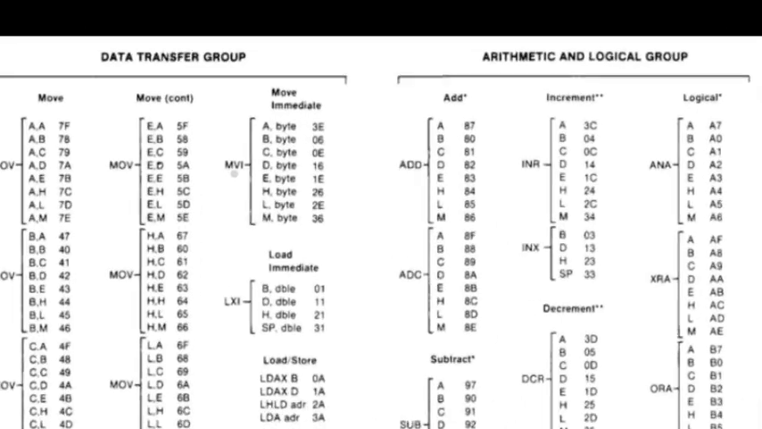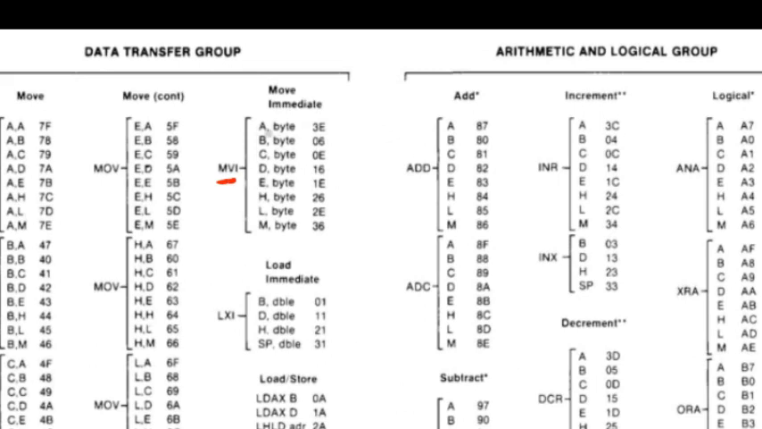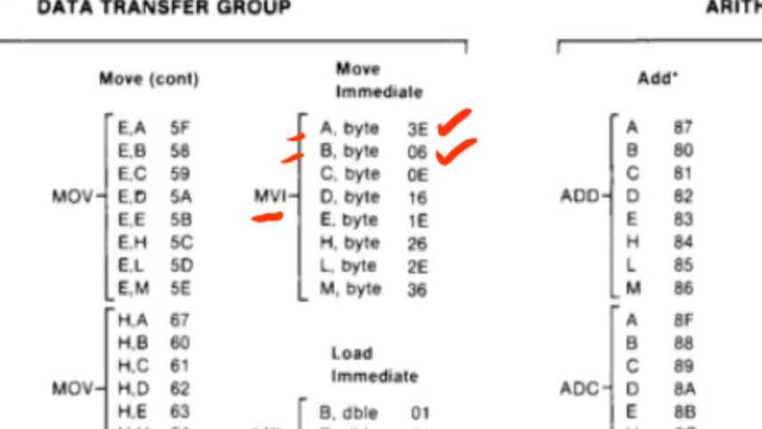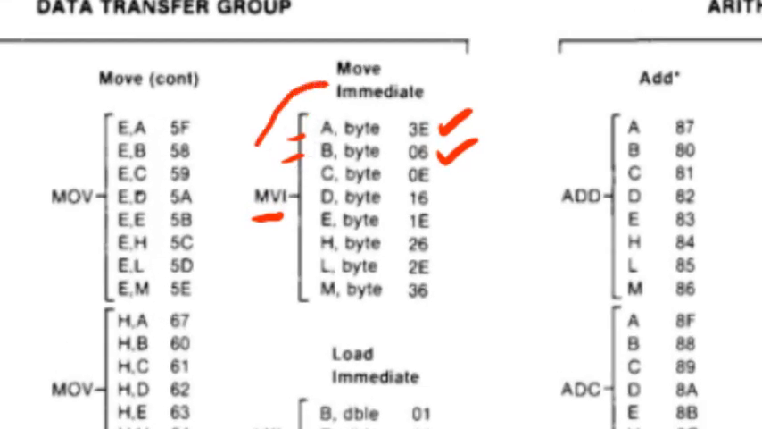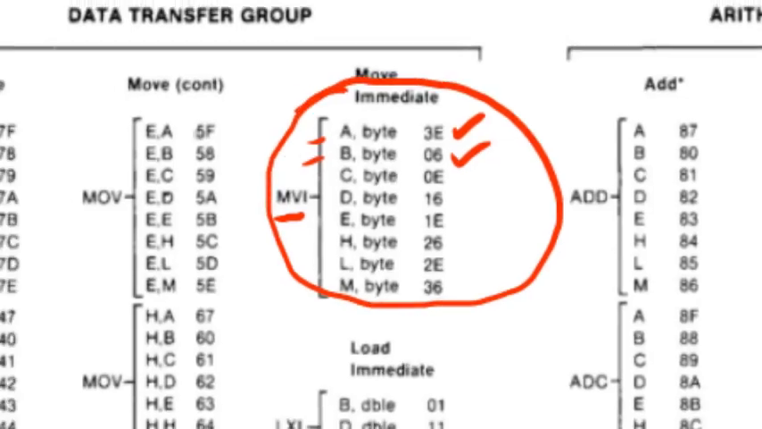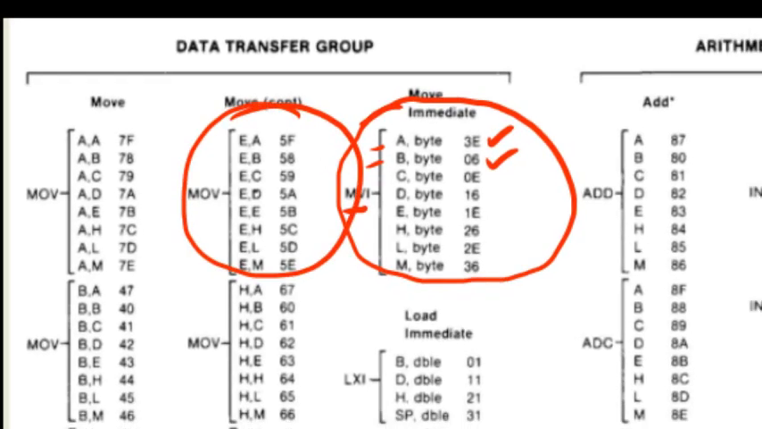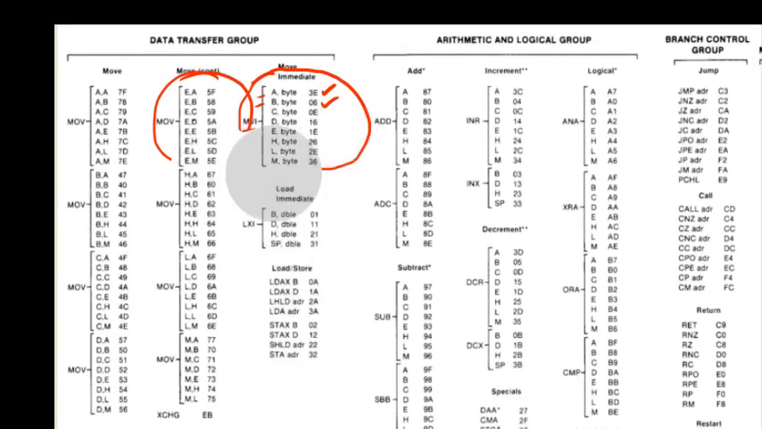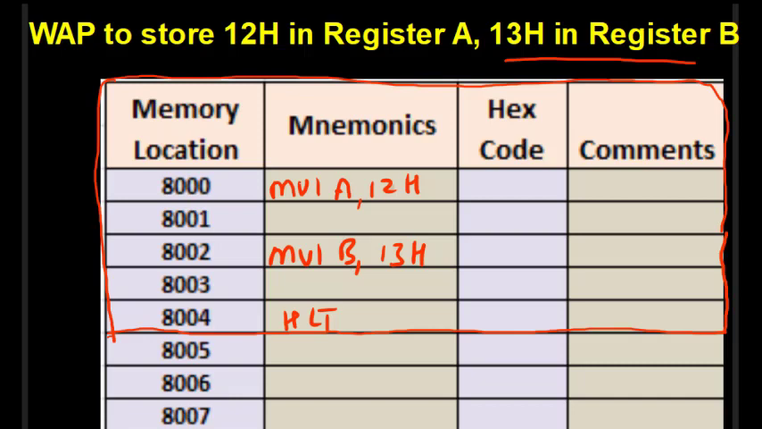You can see MVI is given here, and for MVI A the code is 3E, for MVI B the code is 06, and so on. So these are all the opcodes for the MVI instruction. These are for the move and so on. So we just need two codes: one for MVI A, which is 3E, and for MVI B, which is 06. So we'll enter the code. MVI A is 3E.